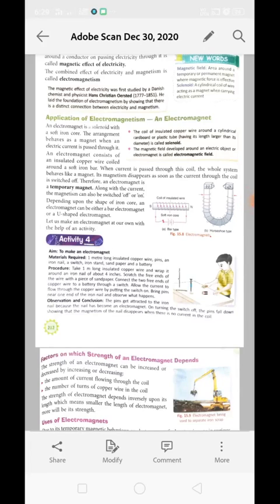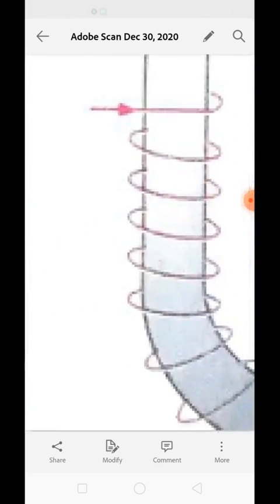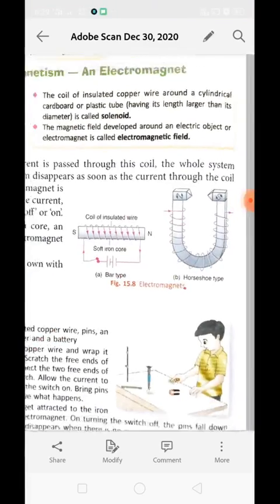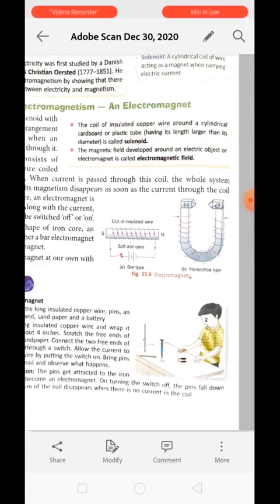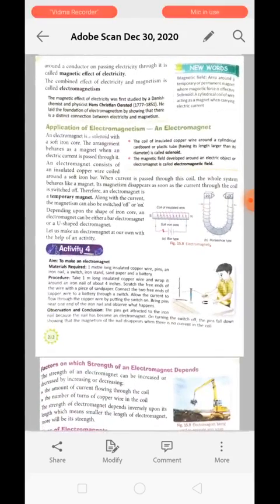Now, application of electromagnetism. An electromagnet is a solenoid with a soft iron core. Now, what is a solenoid? A cylindrical coil of wire acting as a magnet when carrying electricity, like this. When a cylindrical metal or anything has wrapped-up wire, it acts as a solenoid. An electromagnet is a solenoid with a soft iron core. The arrangement behaves as a magnet when electric current is passed through it.